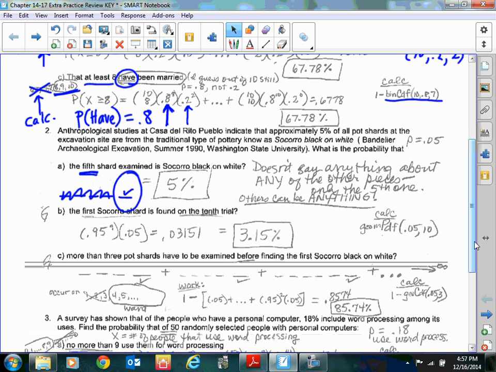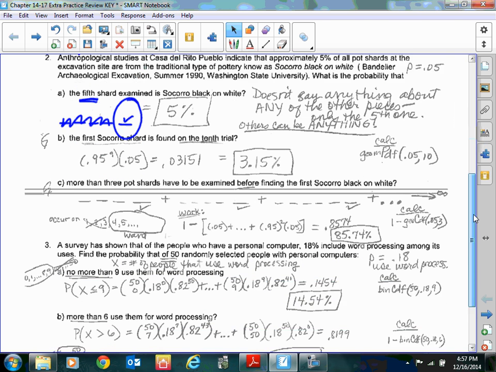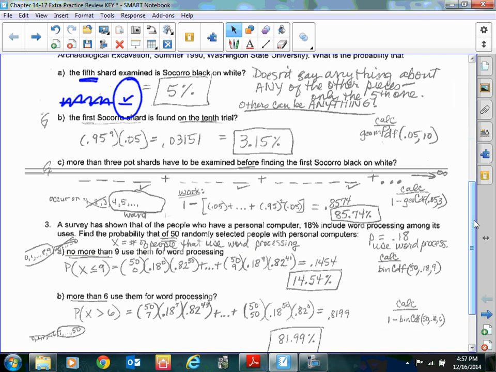All right, then the next one is geometric because it's telling you the specific order. It's saying the first one that happens. So now it is telling you that on the 10th trial, that's where that will occur. If you want to do calculator, it is geometric PDF because it is talking about, in particular, it occurring in the 10th spot.